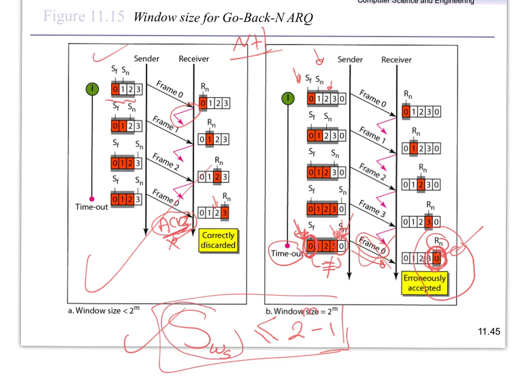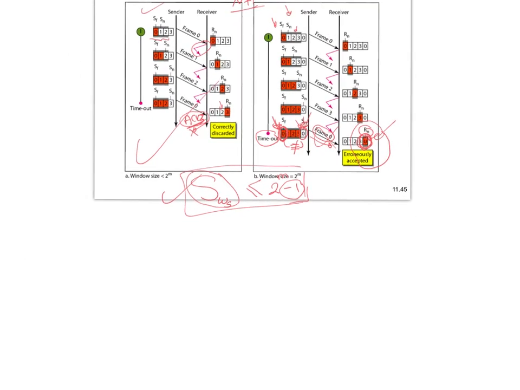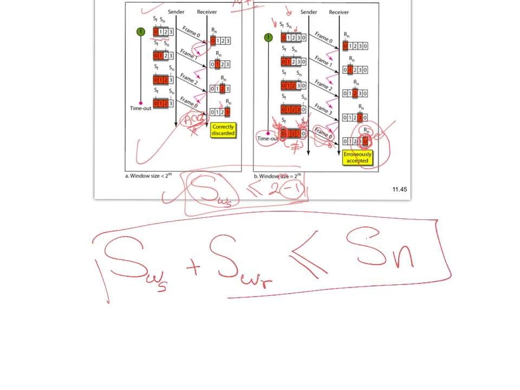That's why the window size at the sender side has to be less than the number of sequence numbers, at least by 1. Or in other words, and I can generalize this for all the flow and error control techniques, this inequality holds: the size of the sender window plus the size of the receiver window has to be less than or equal to the number of sequence numbers. So this holds for all the techniques. This second term here is actually the size of the receiver window, because the size of the receiver window is 1, right?